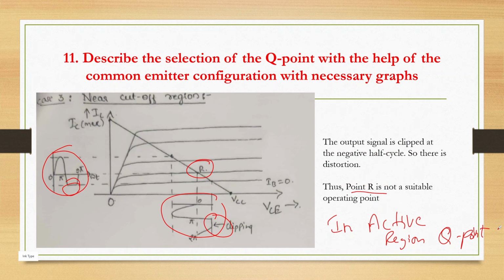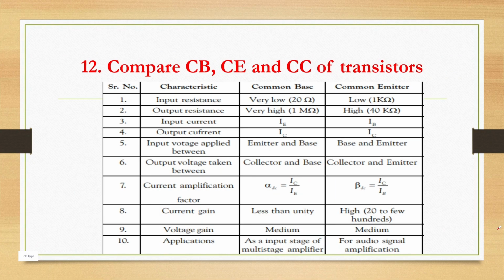how we select the proper Q point. Then one more last question which might be important is the comparison between the common base, common emitter and common collector configurations of transistors. I can write it with respect to a few of the characteristics. What is the difference between common base and common emitter?